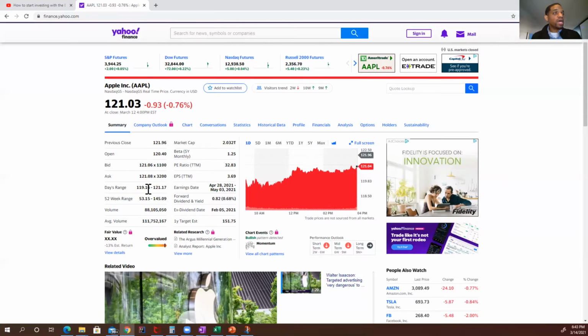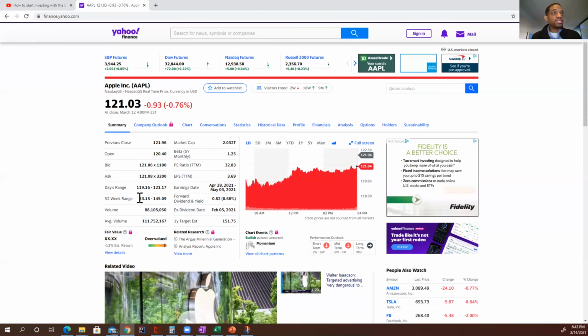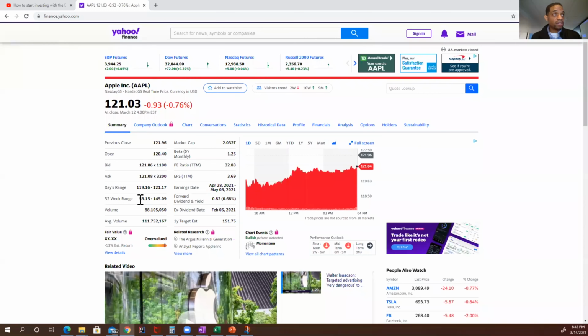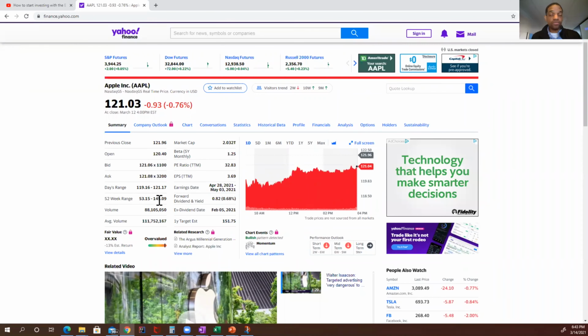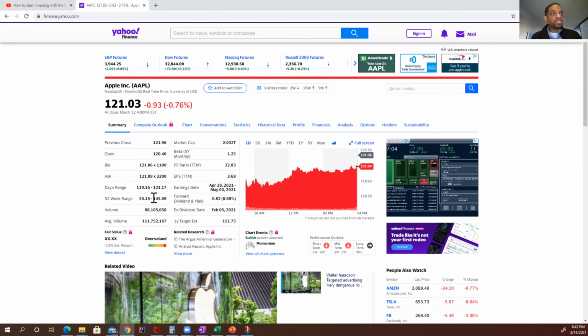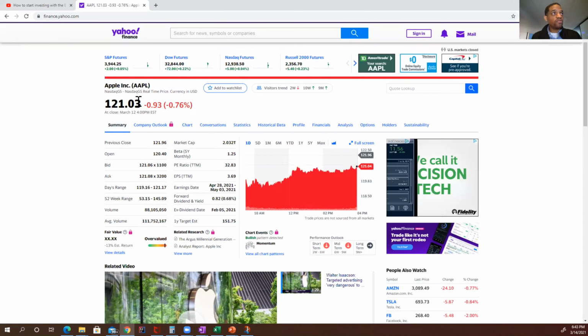All right. One thing that I like to look at is this right here, this 52-week range. What this says is, in the last 52 weeks, what has this stock done? So this stock has been as low as $53 and as high as $145, right? So between these two, you can see where 121 falls. It falls on the latter half of it.